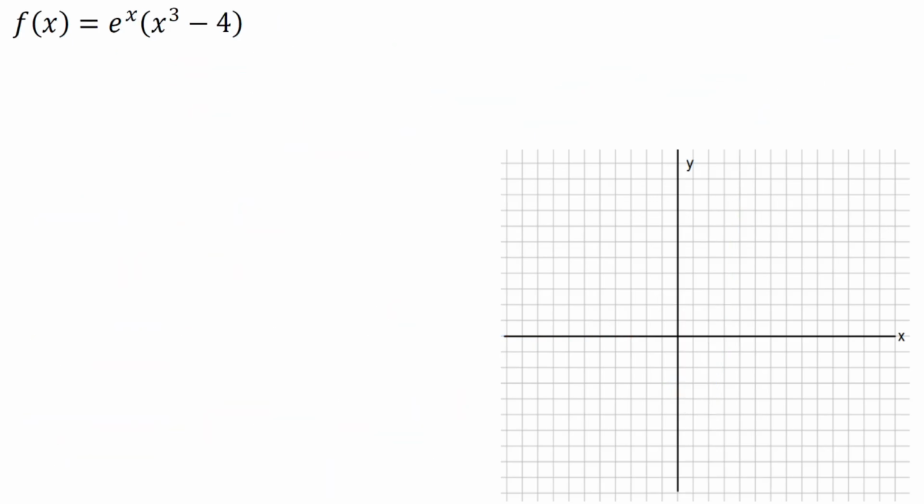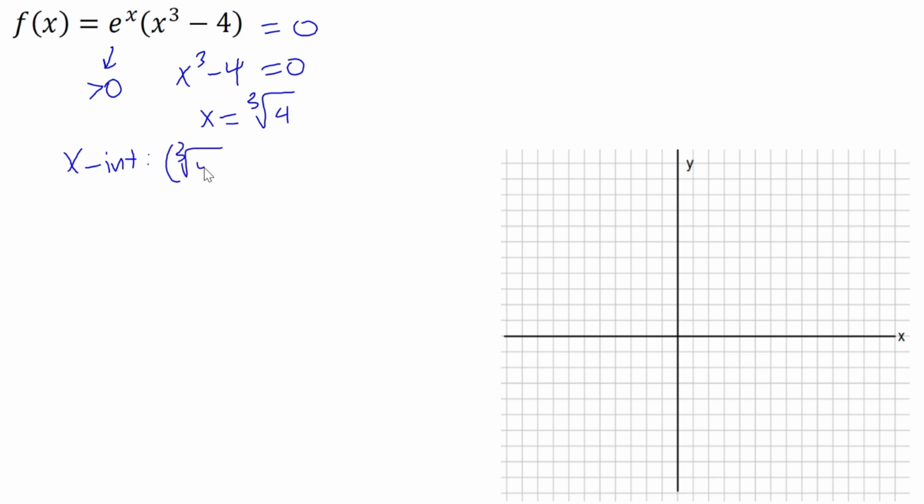All right, this is our last graph here that we're doing on this functions to graph assignment. So same process that we've been using. We are first going to do everything we can do without taking a derivative. So we will set this equal to 0. We know that e to the x is always greater than 0, so we don't have to worry about that. But x cubed minus 4 equals 0 gives us x equals the cube root of 4. So we have an x-intercept that is the cube root of 4, comma 0.